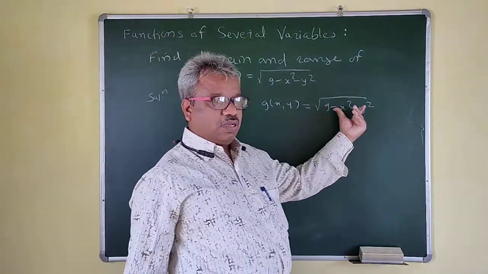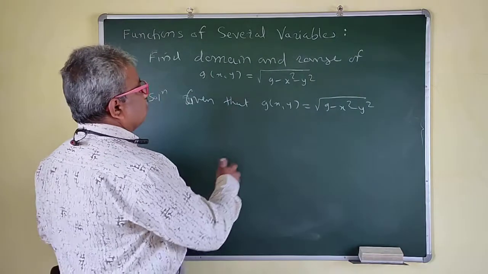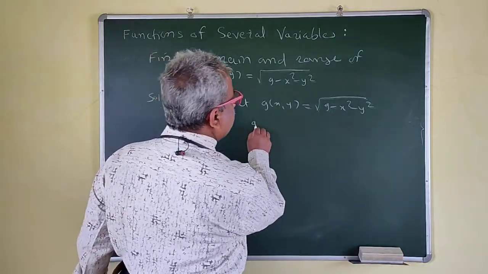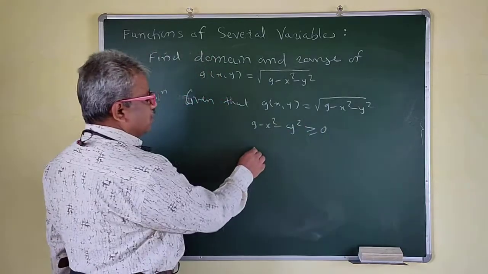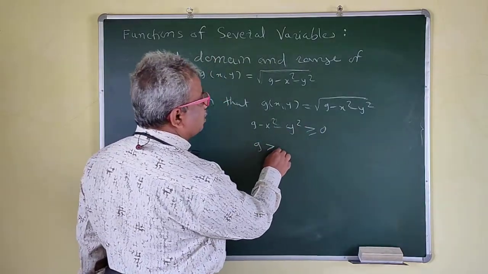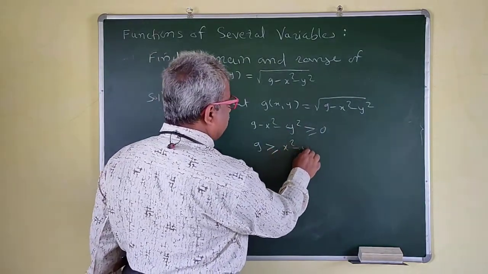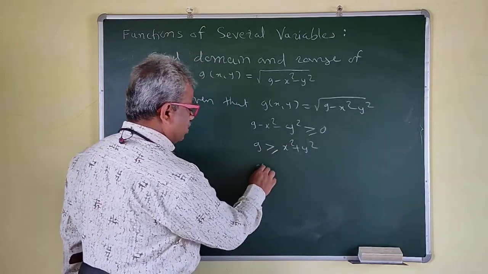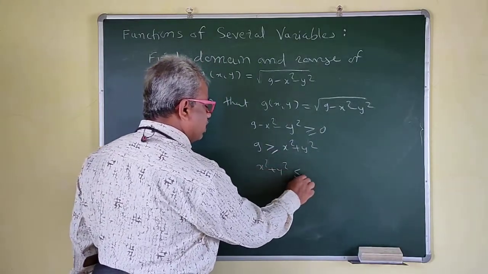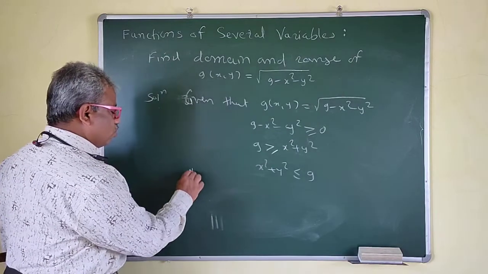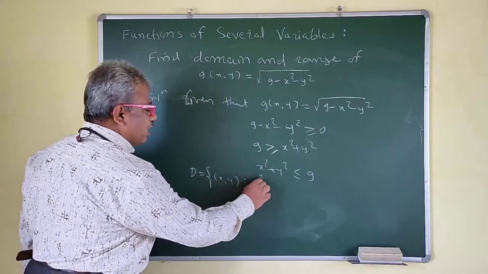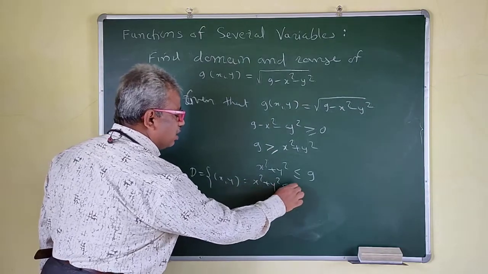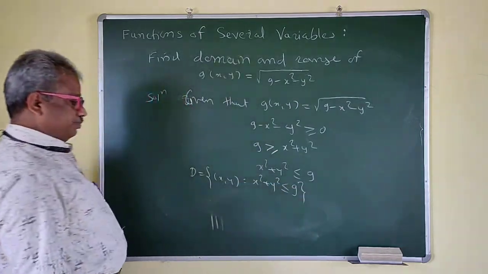That means this must be positive. So 9 minus x square minus y square is greater than 0. That means 9 is greater than or equal to x square plus y square. So x square plus y square is less than or equal to 9. So your domain will be the set of all (x, y) such that x square plus y square is less than or equal to 9.